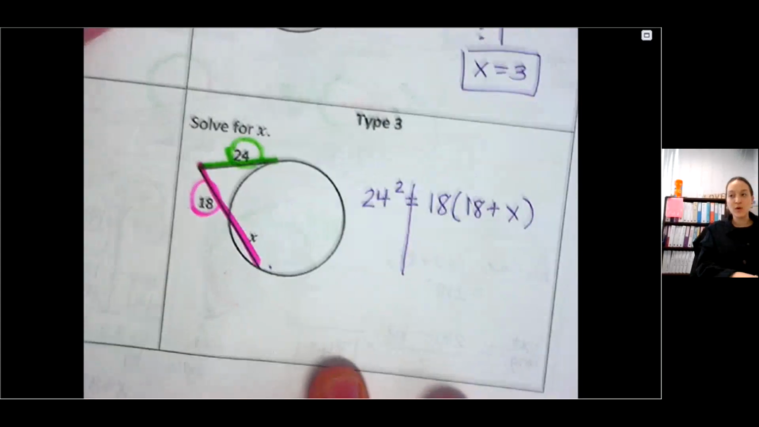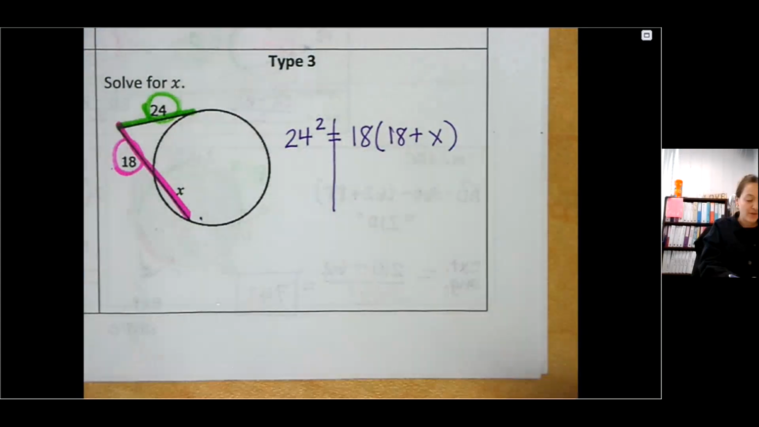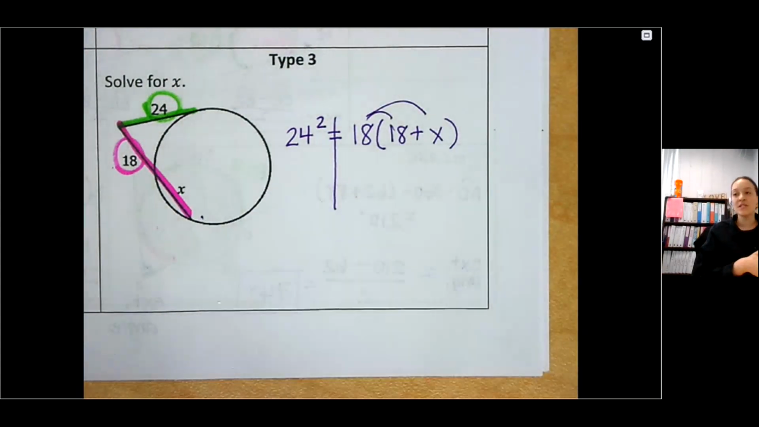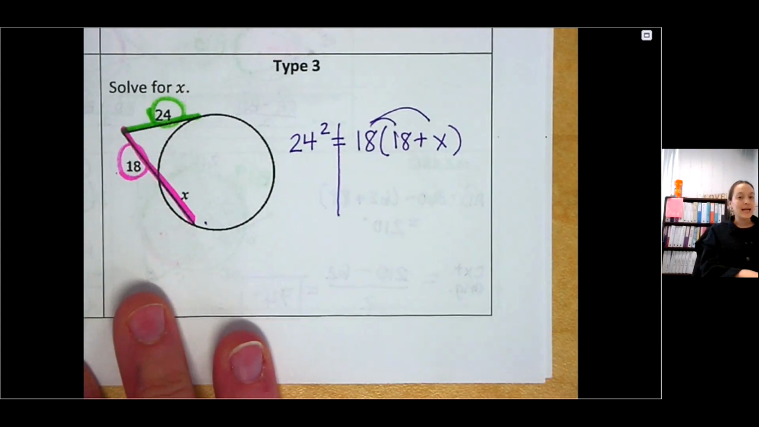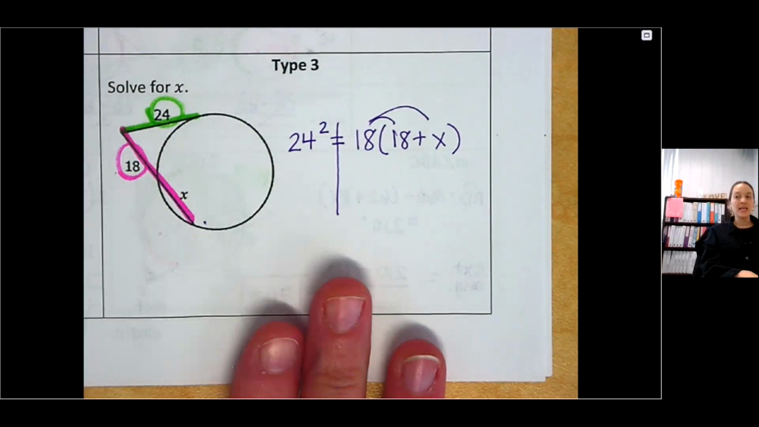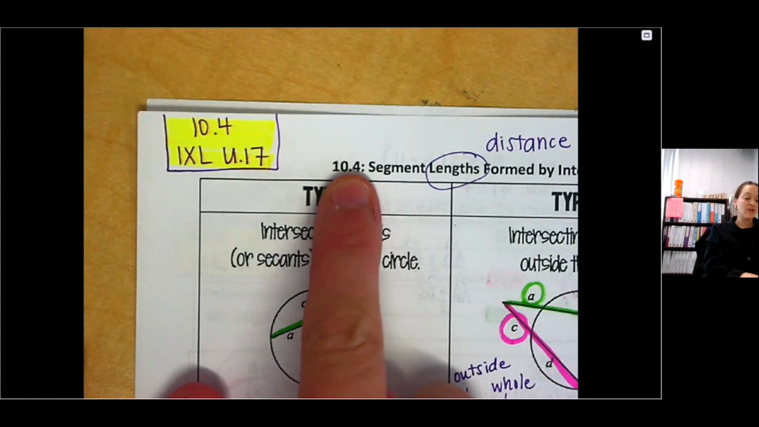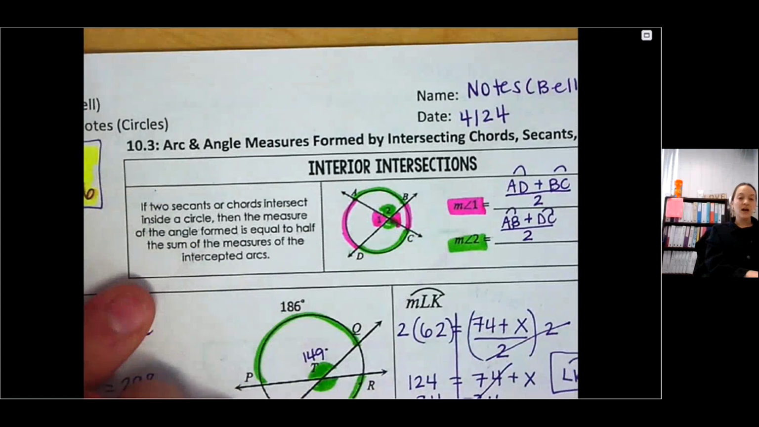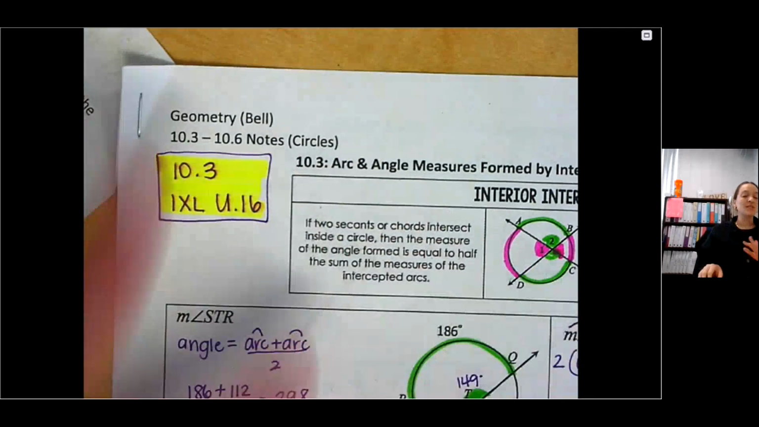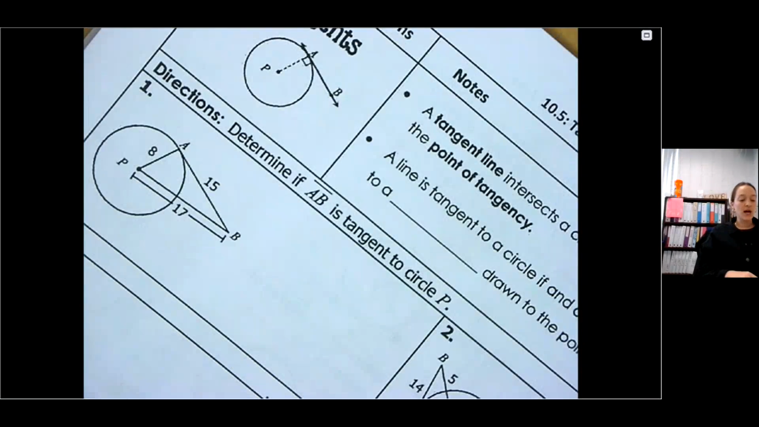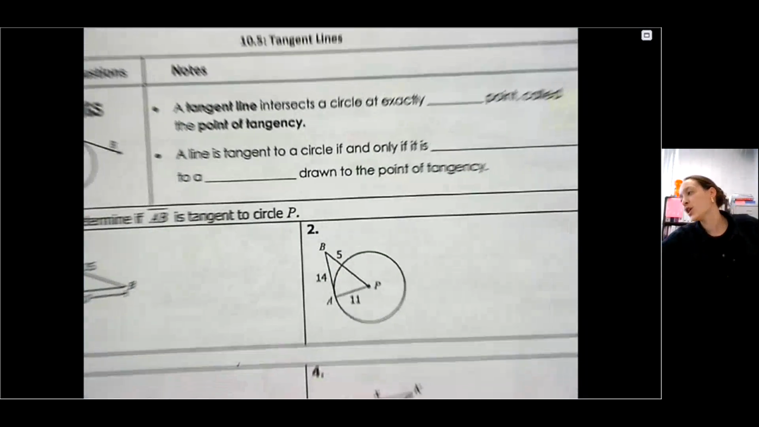So you have to do that one on your own, or look at my answer key, which I have provided for you on Canvas. So at this point, this is the end of this video. This is just section 10.3 and 10.4. So like I said, I personally would go back now and double check your work with mine. I've put the key on Canvas already for you. But I would go back now and do the IXL for this section, the segment lengths, and then do the IXL for arc measures, which is U16. Get both of those done first. And then when you're finished with them, I would go back through and do the notes for 10.5 and 10.6, which will be a separate video, which I will put up for you later today.